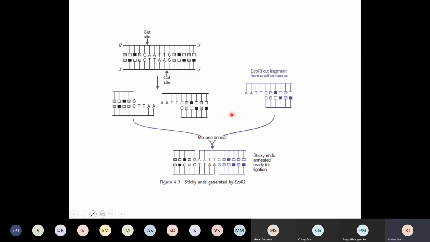Let us say I have a piece of DNA, and I cut it with a restriction enzyme. Okay, in this case, let us say a restriction enzyme which recognizes the sequence GAATTC, which is also palindromic.